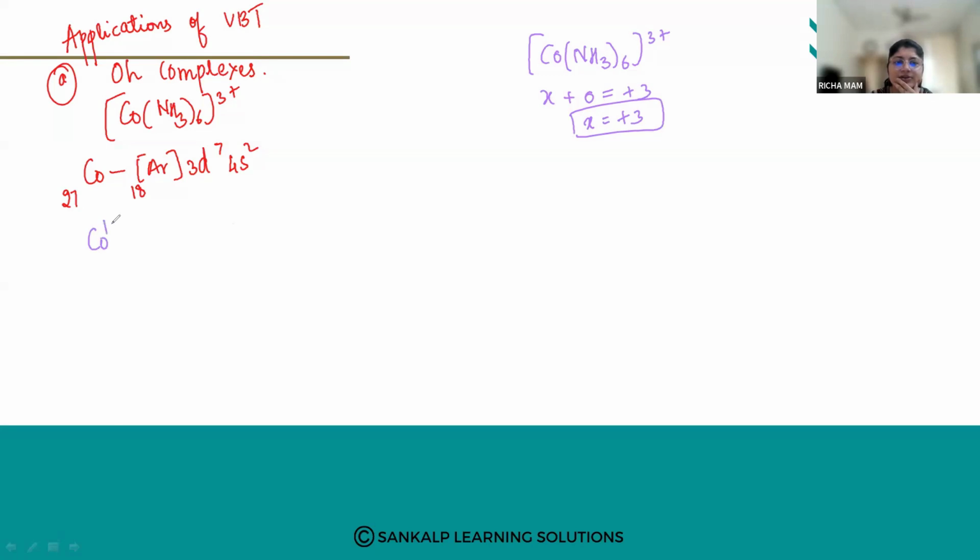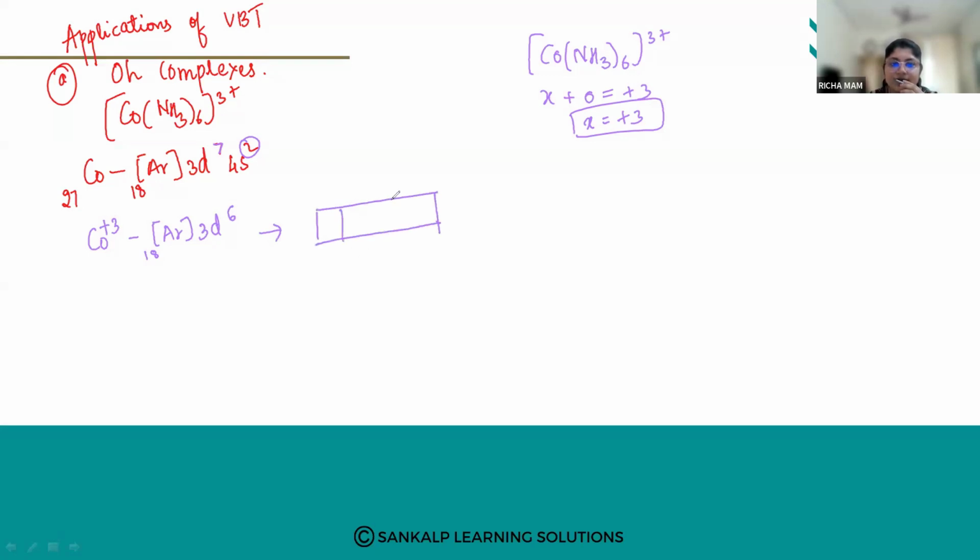So when cobalt loses 3 electrons, how will it lose them? It will be again argon 18. It will lose its electrons from the s orbital and the last electron from the d orbital. So it becomes 3d6. So the oxidation state of the central metal ion, that is the cobalt, is plus 3. So let us write the electrons.